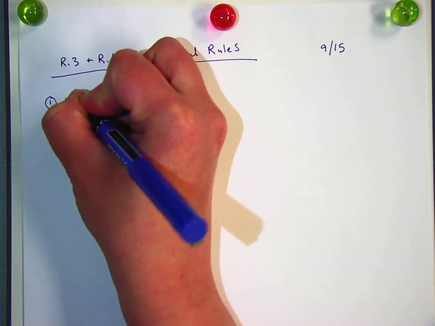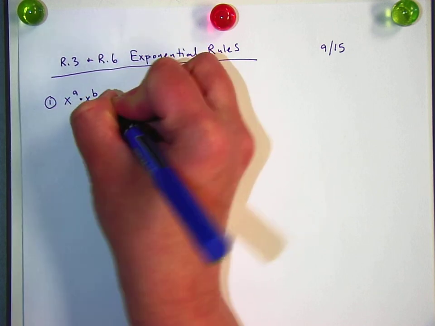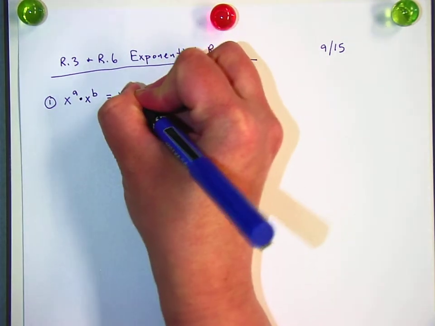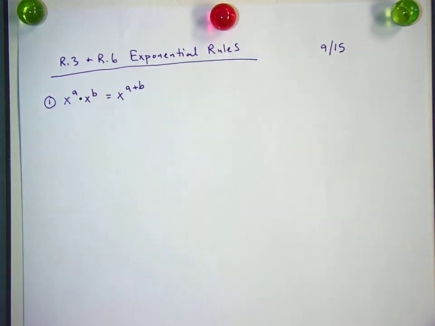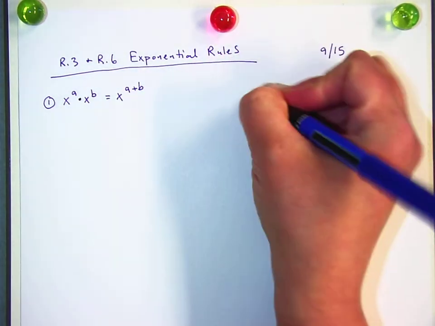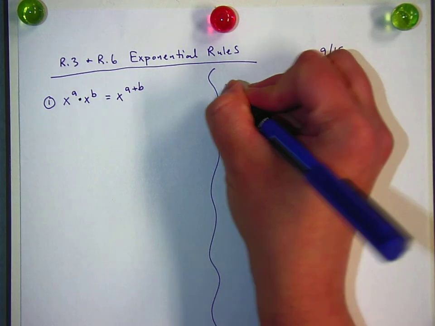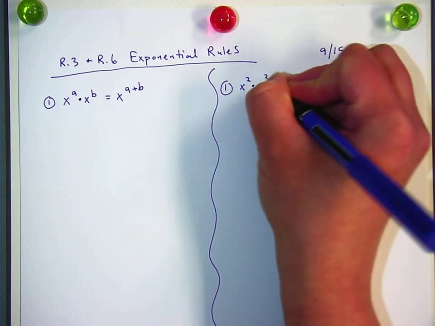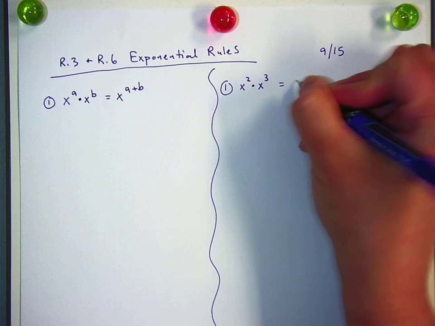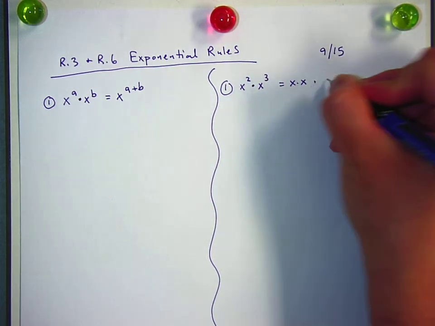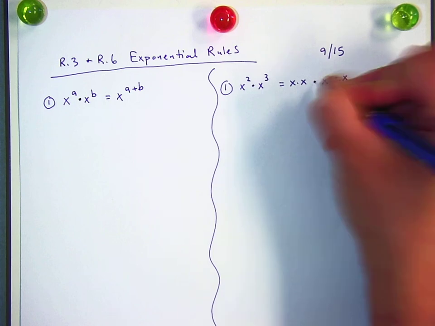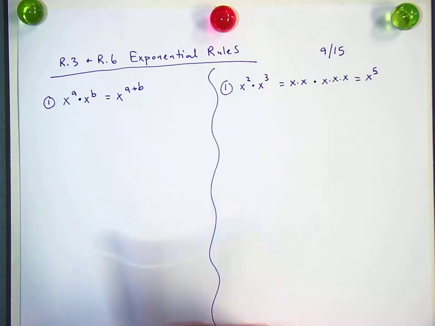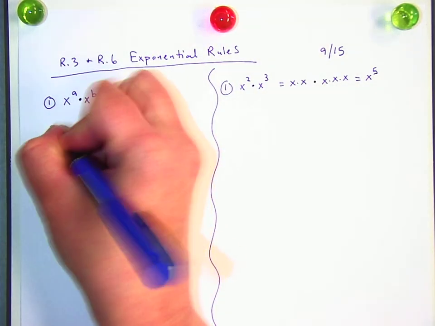The first one is x to the a times x to the b. The rule is that it equals x to the a plus b, so you add those exponents. Here are the rules, and over here I'm going to explain why. Let's say you had x squared and x to the third. Well, x squared is x times x, and x to the third is x times x times x, and we're multiplying them, so we have 5 x's, so that equals x to the 5th. So you just add them. Pretty simple.